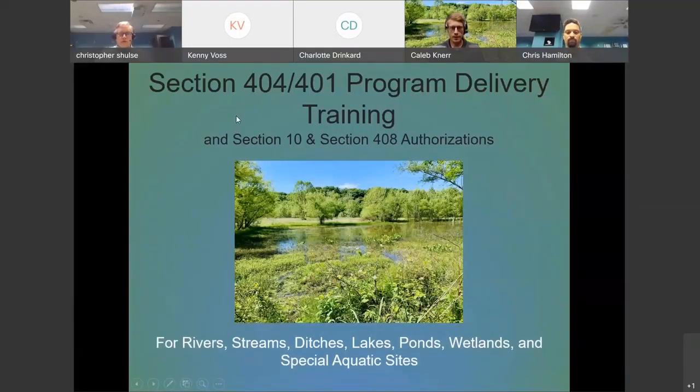So for this training, we're going to discuss rivers, streams, ditches, lakes, ponds, wetlands, and special aquatic sites. We can also throw in there levees, Corps projects, and many other aspects that we have to keep in mind when we're impacting these types of resources. For those of you that like this picture of a wetland, this is the Forum Natural Area in Columbia, Missouri.